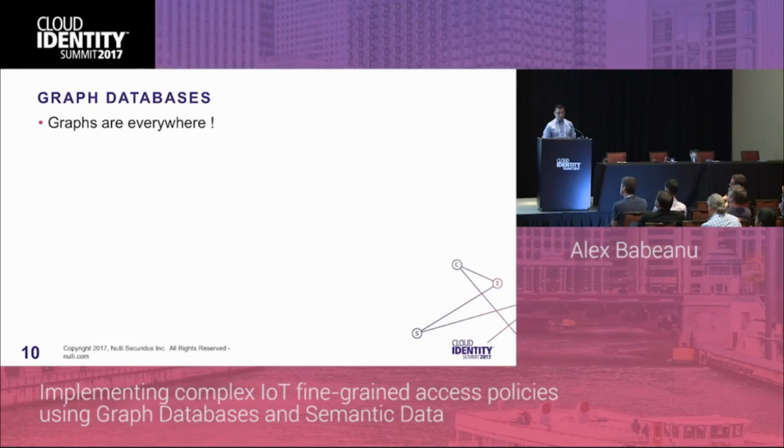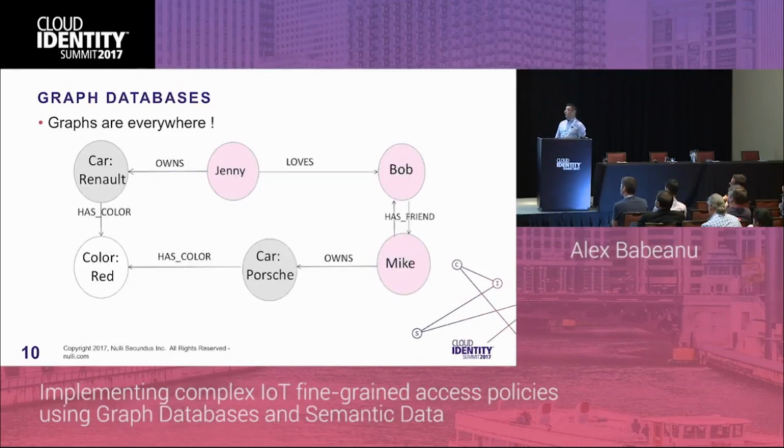Here's an example. Let's take this little graph, and we have three people, Jenny, Bob, and Mike. So Jenny loves Bob, and Bob has a friend, Mike. Jenny has a car, a Renault, and Mike has a car, a Porsche, and they're both red cars. So this is a pretty simple representation of something that exists in the real world.